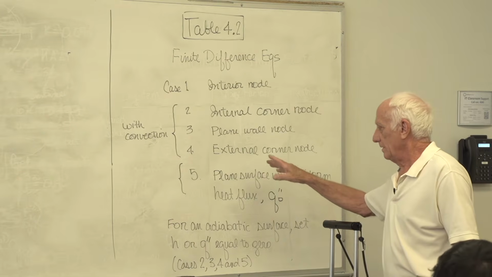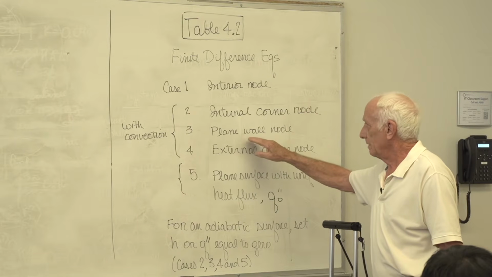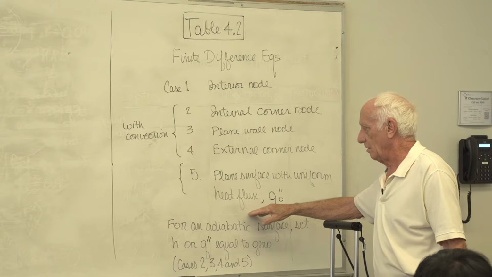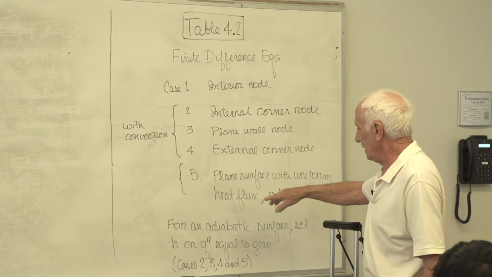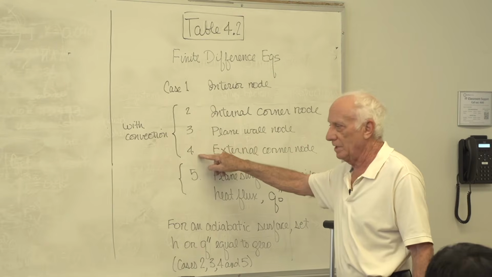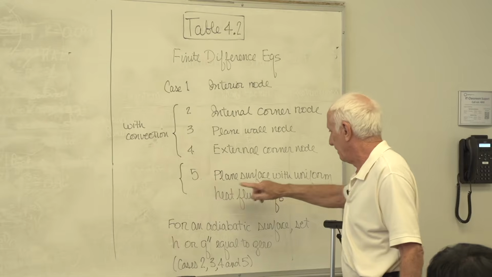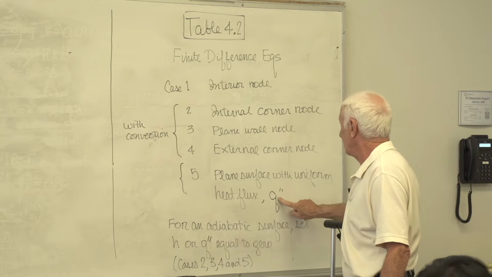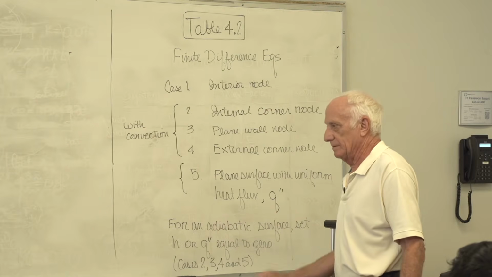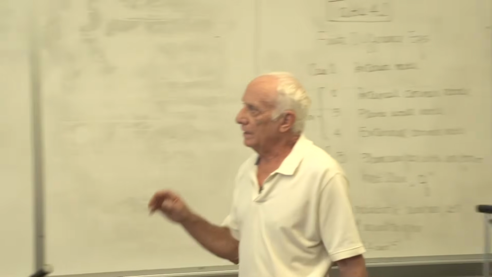Now, if this covers heat flux on a wall and convection on a wall, what about the case where it's an adiabatic wall? What you do there is you set h equal to 0 in cases 2, 3, and 4, or you set q double prime equal to 0 in case 5. We'll do that in just a minute, so we're going to work an example problem.